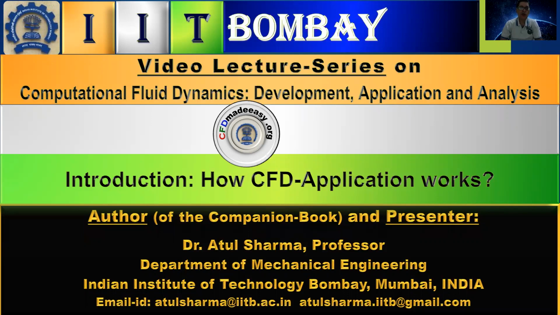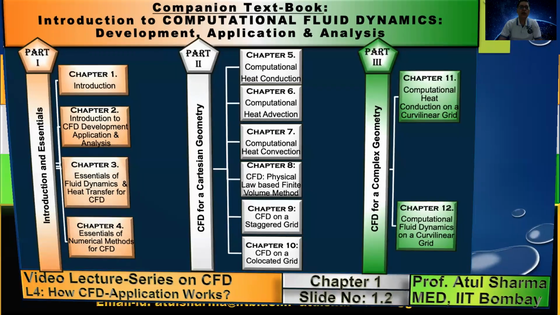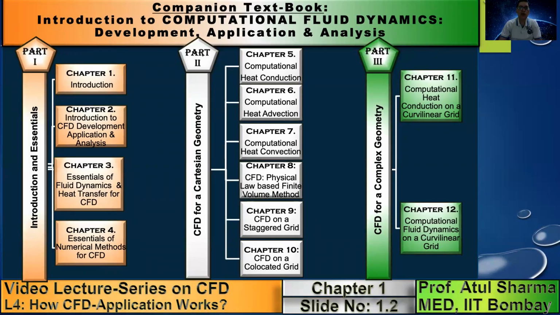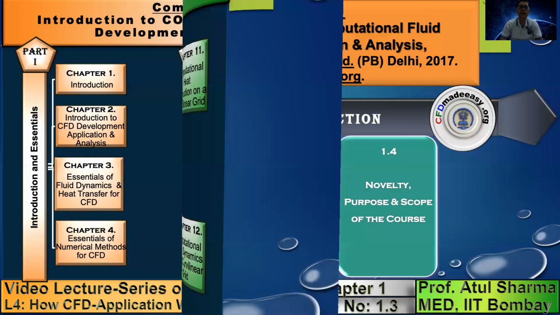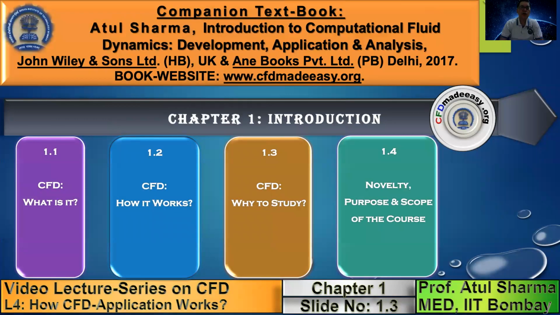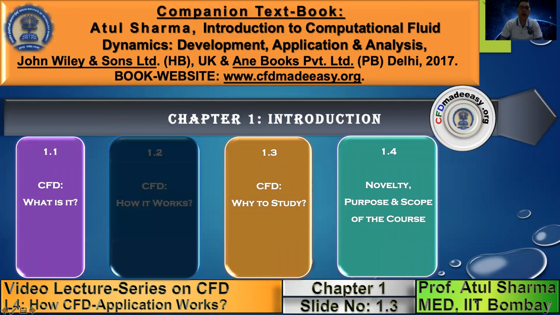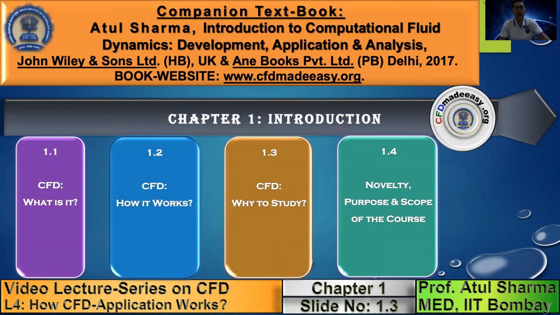This is the fourth lecture of the introduction on CFD, which corresponds to chapter 1 of the companion book of this lecture series. This is the companion textbook on introduction to computational fluid dynamics, development, application, analysis. This book consists of 3 parts. Part 1 on introduction essentials, part 2 on CFD for a Cartesian geometry, and part 3 on CFD for complex geometry. So this lecture is devoted to how CFD application works.